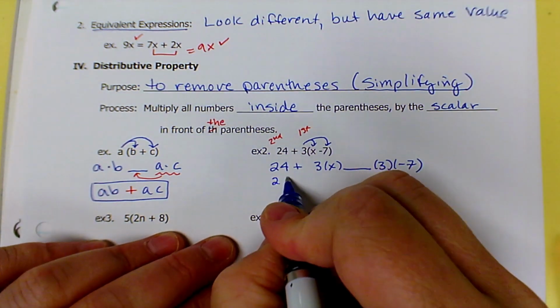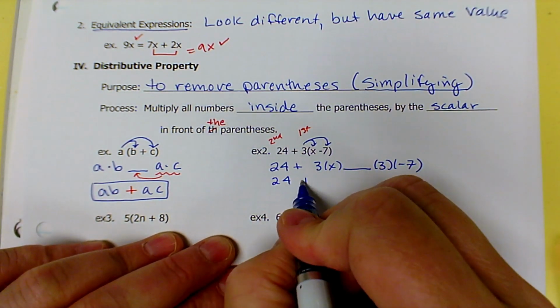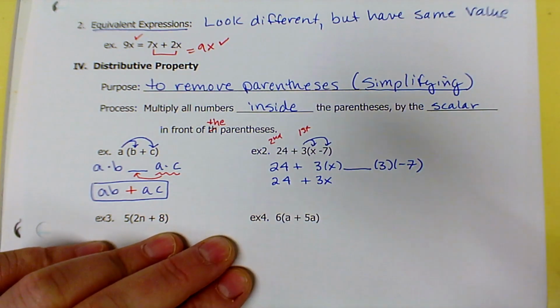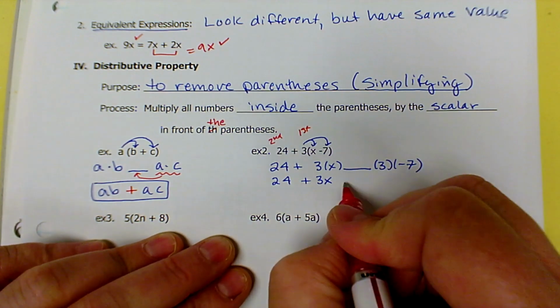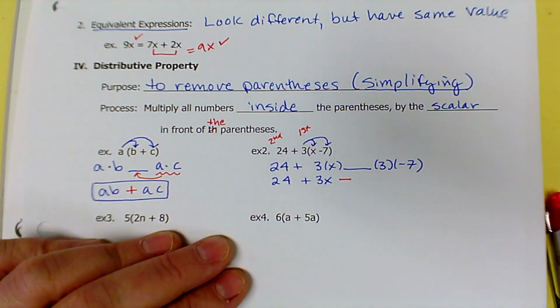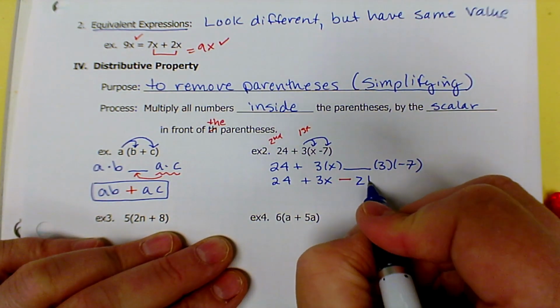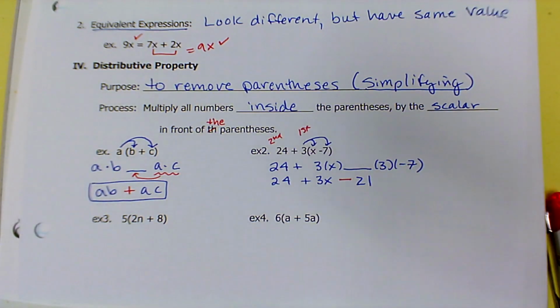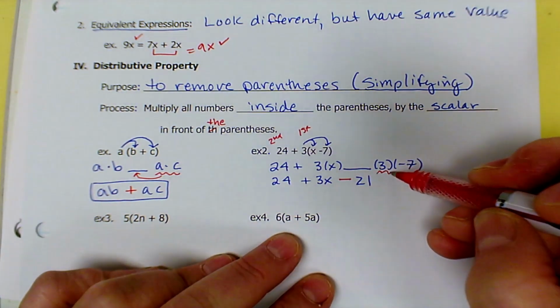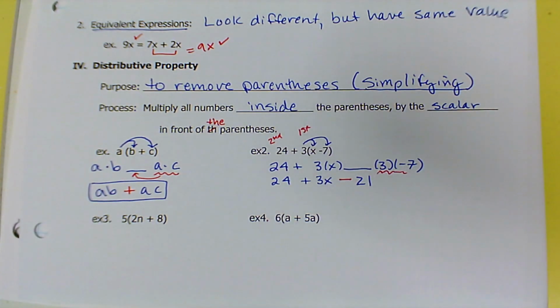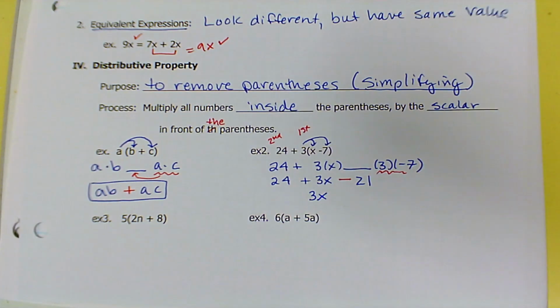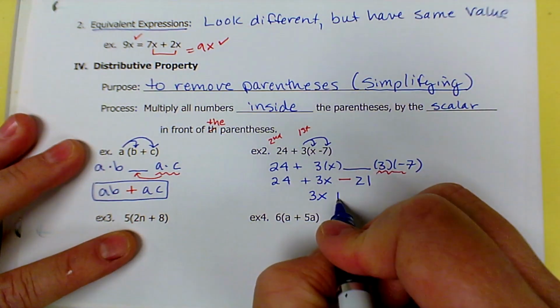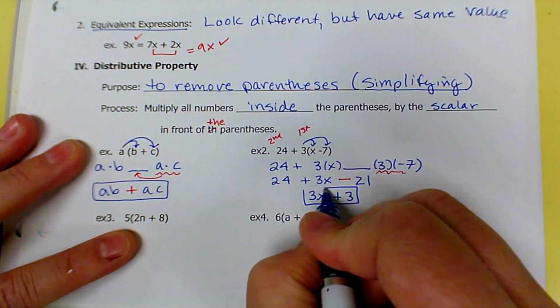All right, 24 is just 24. 3 times x is 3x. And what's a positive times a negative? A negative. That's why there's a minus that goes there. And then 3 times 7 is 21. So whatever the sign is on the last pair, that's what goes in there. All right, now we're going to add like terms. 3x is lonely, so put it first. 24 minus 21 is 3. So 3x plus 3 is your answer.